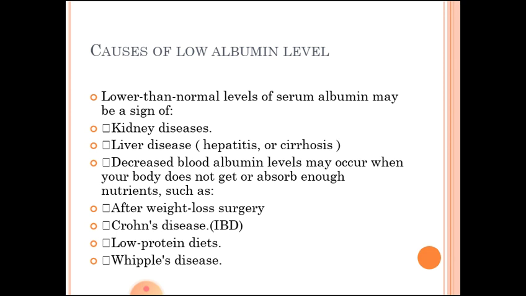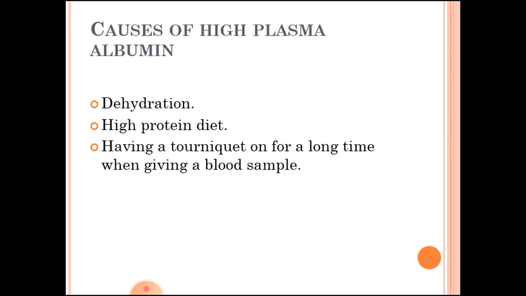Decreased blood albumin level may occur if your body does not get or absorb enough nutrition, such as after weight loss surgery, in Crohn's disease, low protein diets, or Whipple's disease. Causes of high plasma albumin are rare and may be due to dehydration, a high protein diet, or having a tourniquet on for a long time when giving a blood sample.